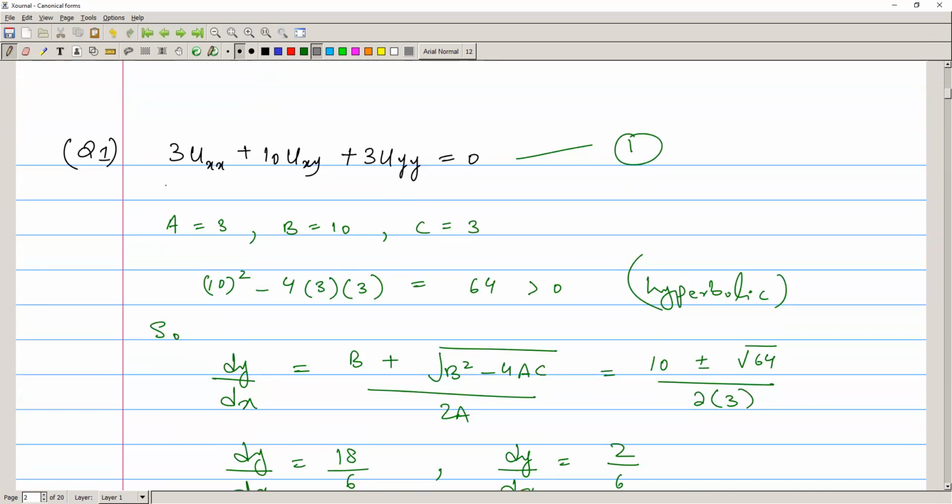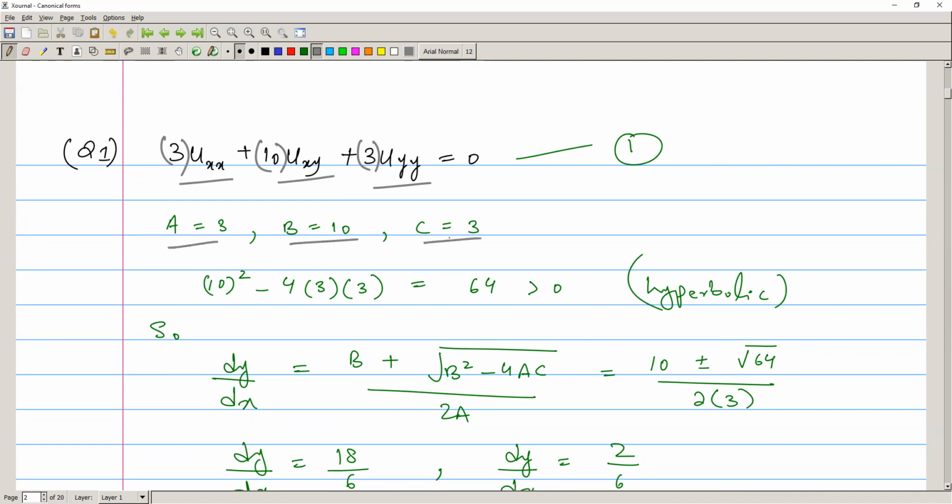So now let's take a problem. We are given 3uxx plus 10uxy plus 3uyy is equal to 0. Now this problem seems complex to solve, but what we will do, we will transform this problem and we will make it very confined, right? Transforming into the canonical form. So what's a here? It is the coefficient of uxx. What's b? It's the coefficient of uxy. What's c? It's the coefficient of uyy.